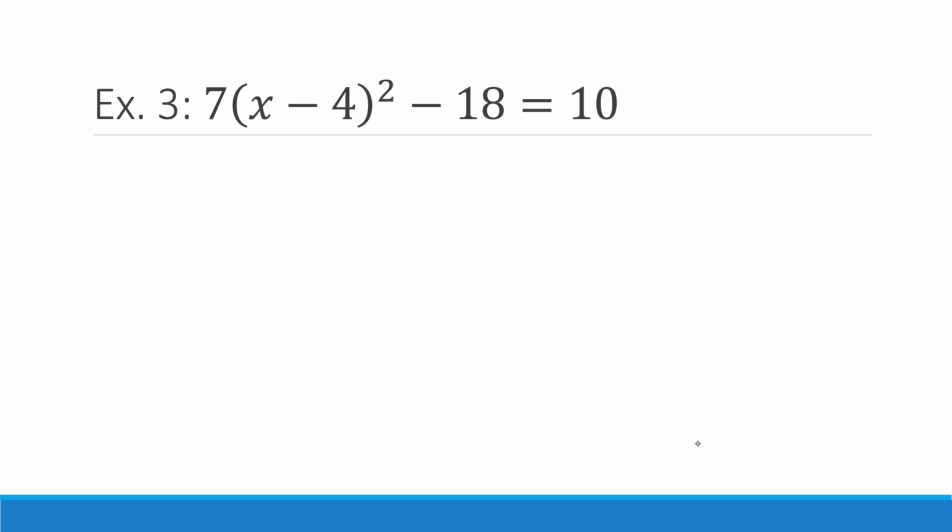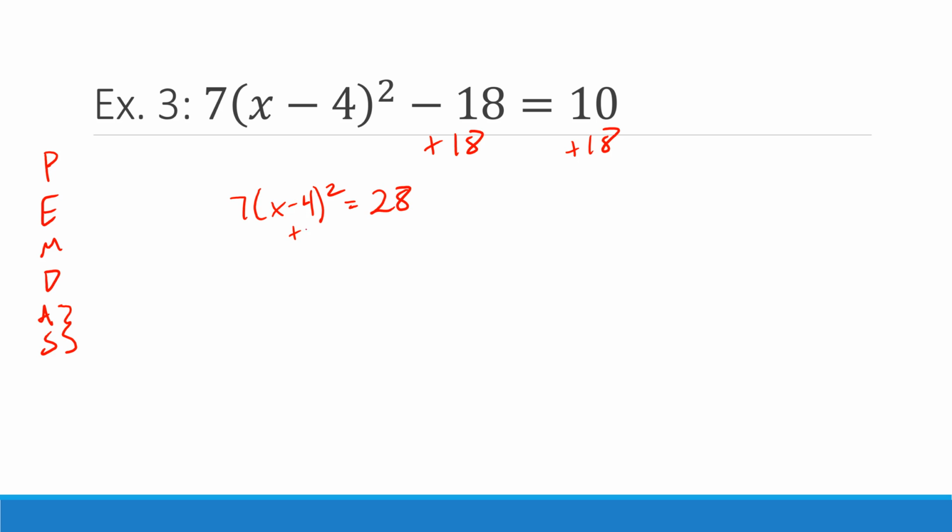Moving right along, let's look at example number 3. Okay, we have some complexities, right? Remember, I want to move in reverse order of operations. So on my way to isolating this x, let's make sure that we cancel out addition and subtraction first. So I'm going to add 18 to both sides. That gives me 7 times (x minus 4) squared equals 28.